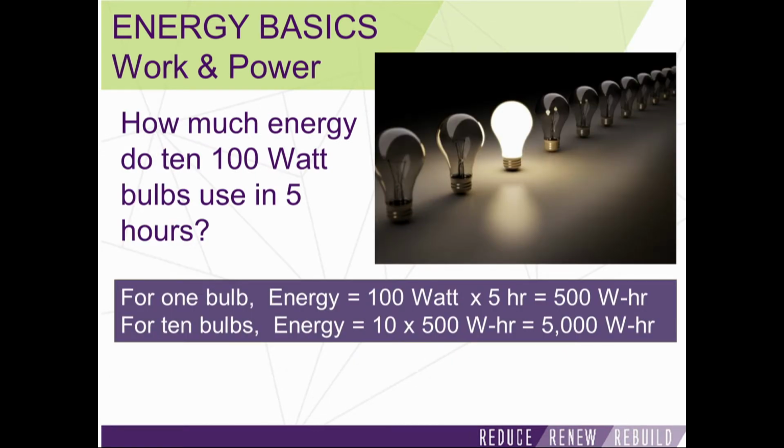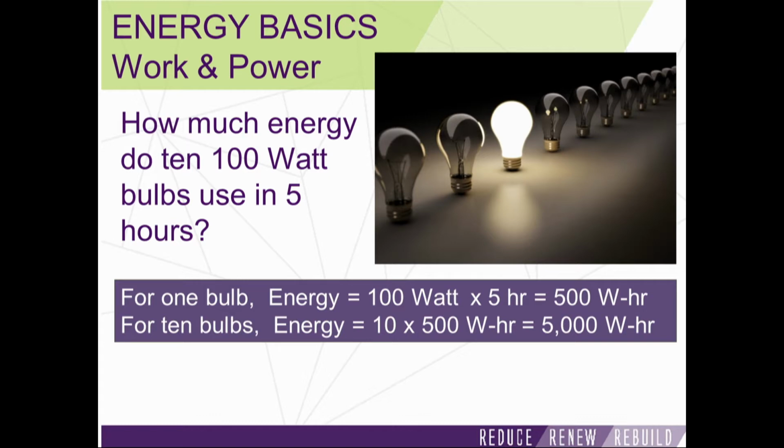Most homes have more than one light bulb. Let's see how much energy is used by 10 100-watt light bulbs that are turned on for 5 hours. For one bulb, the energy equals 100 watts times 5 hours, or 500 watt-hours. For 10 bulbs, the energy equals 10 times 500 watt-hours equals 5,000 watt-hours.